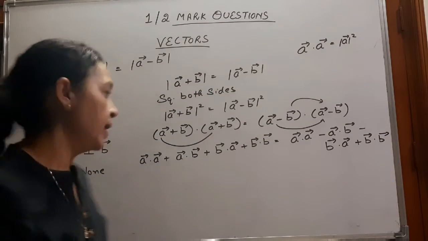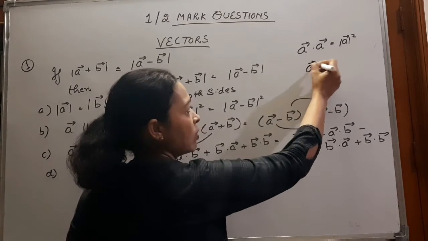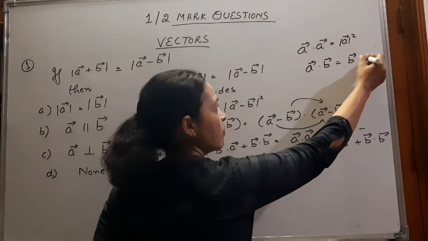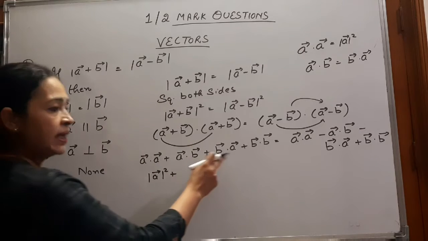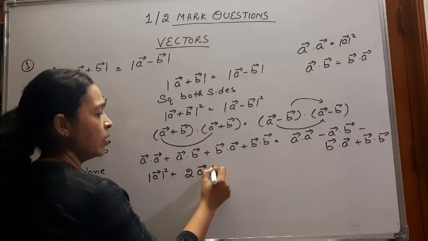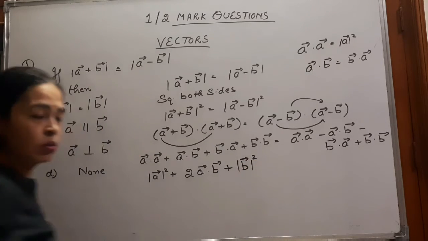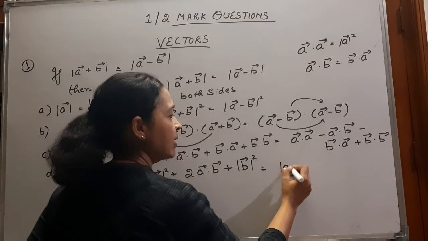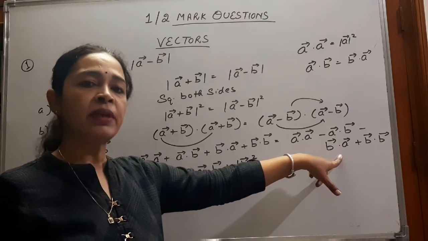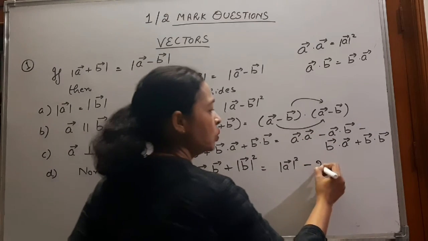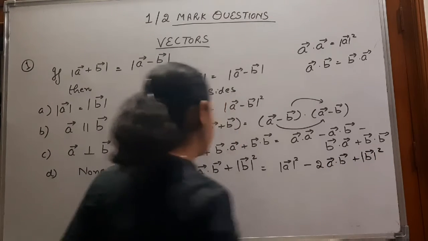Vector A dot vector A is magnitude of A whole square, plus vector A dot vector B plus vector B dot vector A. Vector A dot vector B plus vector B dot vector A can be written as 2 times vector A dot vector B, plus vector B dot vector B is magnitude of B whole square, equals magnitude of A whole square minus vector A dot vector B and minus B dot A. B dot A is A dot B. We have minus 2 times vector A dot vector B plus magnitude of B whole square.